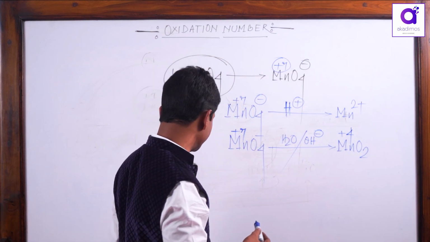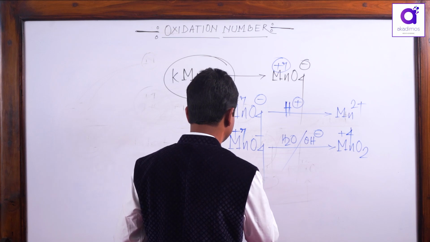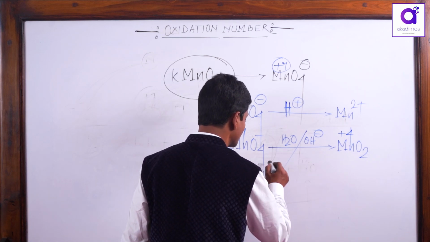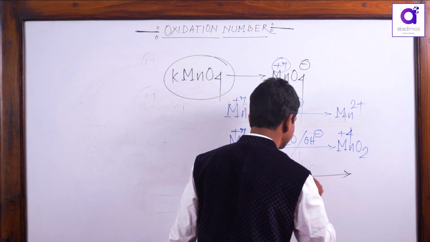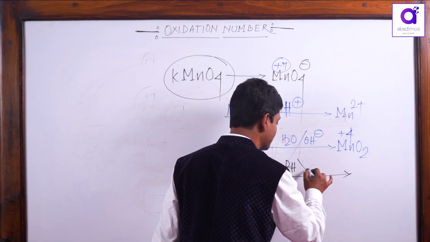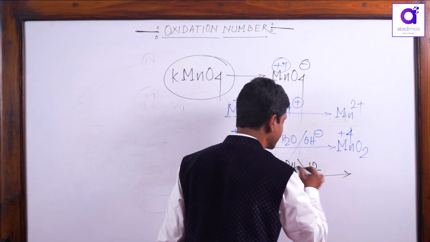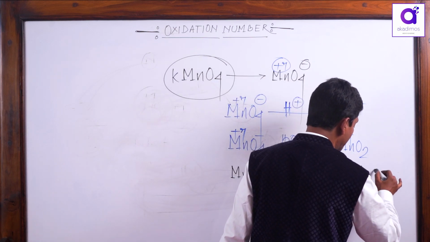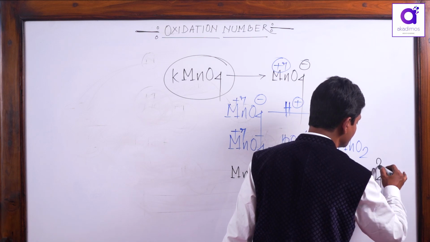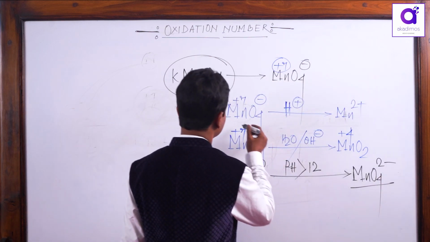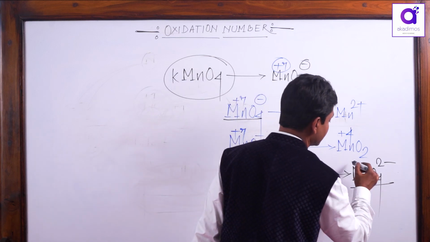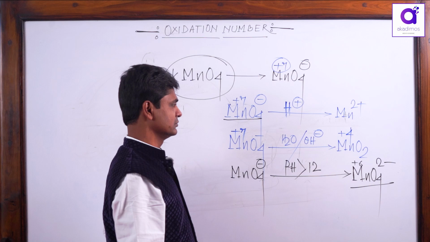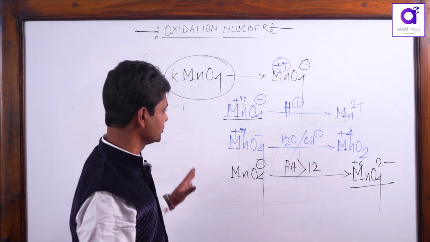And when the medium is strongly alkaline, that is pH greater than 12, remember this one: it will reduce to the manganate ion MnO4 2 minus, which is green color. MnO4 minus is purple color, while this is green. Here the oxidation state is +6. That means in all media, in all redox reactions, it reduces.